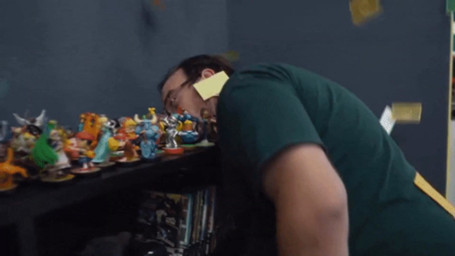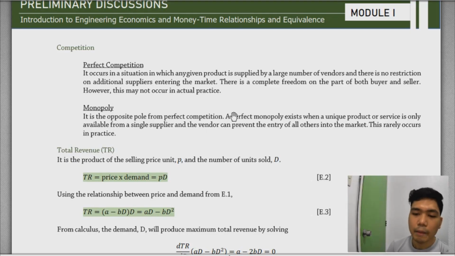So it is the opposite pole of perfect competition. This happens when a certain vendor is selling a certain product and he's the only one selling that. So you have no choice but to buy from his store, because he's the only one selling that kind of product, and you don't have any other options. But then again, this rarely occurs in practice because, in practice, we usually want to have a lot of options, and a perfect competition is the best one because it is a healthy competition rather than having this monopoly.